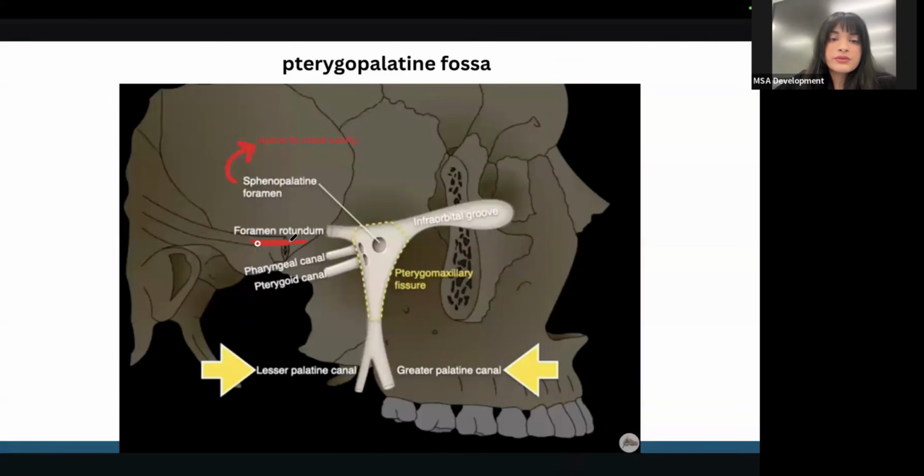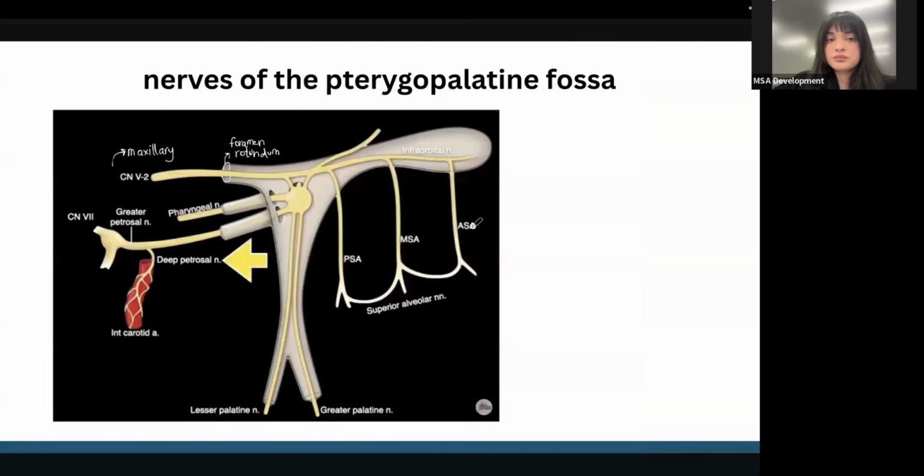Focus here. This is the foramen rotundum. This is the pharyngeal canal. This is the pterygoid canal, and this is the fissure, right? Going down, you have the greater palatine canal, and you have the lesser palatine canal. Okay. Going forward, you have the infraorbital groove.